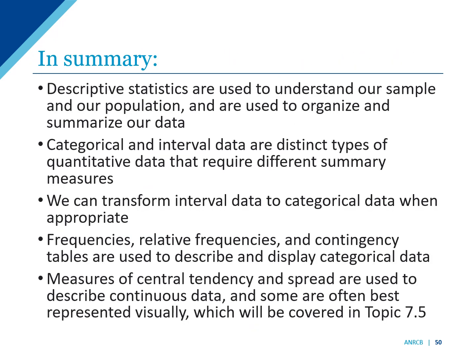In summary, descriptive statistics are used to understand our sample and our population and are used to organize and summarize our data. Categorical and interval data are distinct types of quantitative data that require different summary measures. We can transform interval data to categorical data when appropriate, and frequencies, relative frequencies, and contingency tables are used to describe and display categorical data, while measures of central tendency and spread are used to describe continuous data, and some are often best represented visually, which will be covered in topic 7.5.